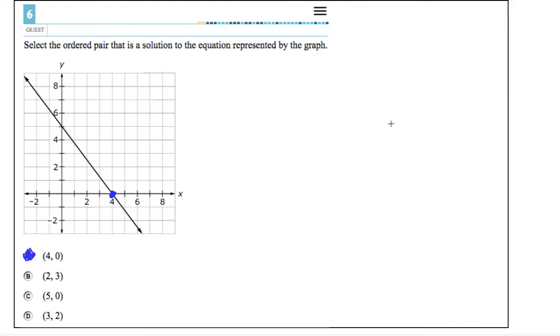Let's see why the answer is not 2, 3. If I come to 2, 3, 1, 2, come up 3, you'll see that this point is not quite on the line. 5, 0 is right here, and 3, 2 is right there. Those other 3 points aren't quite on the line, but 4, 0 is on the line. That is a solution. Remember, this line represents the infinite number of solutions to an equation. So any point on that line is a solution.